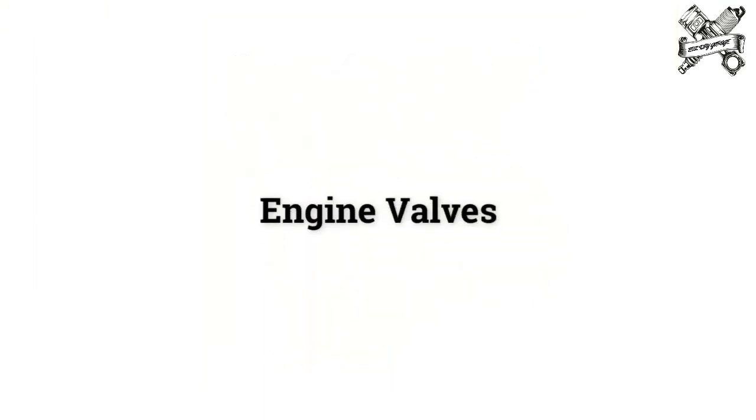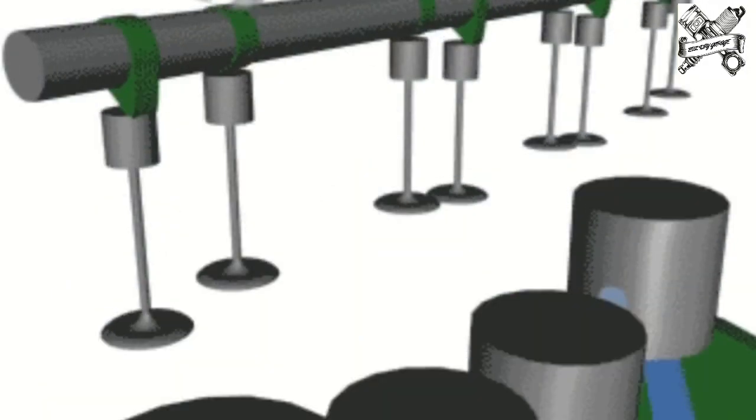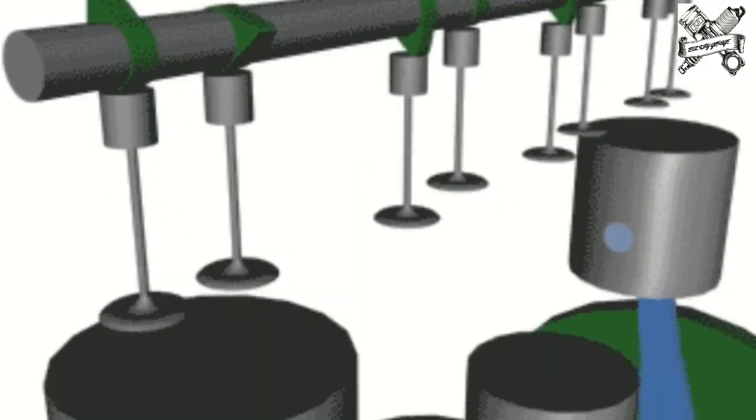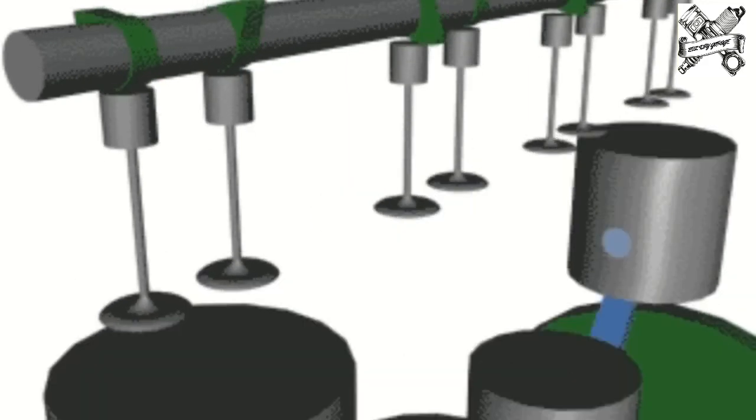Engine valves. These are essential to control the timing of air-fuel mixture entry into the cylinder, and combustion products out of the cylinders. Engine valves are located at the inlet and outlet opening of the engine cylinder. The valves fit on the valve seats in their closed position.